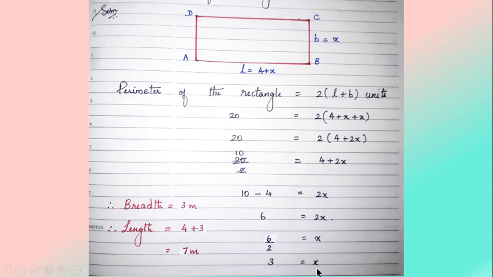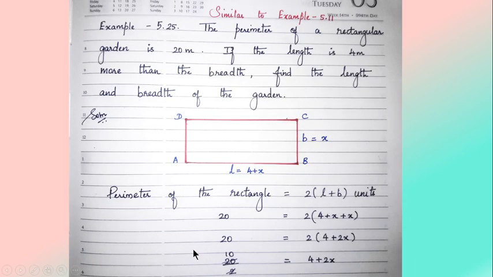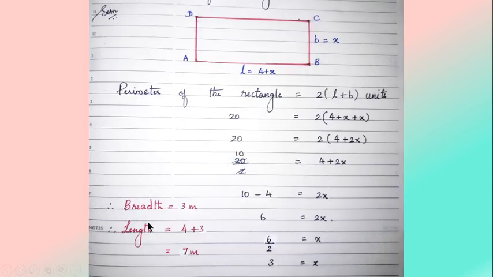And what is x? We have assigned breadth as x, isn't it? So the value of x, that is the value of the breadth, is equal to 3 meter. If breadth is equal to 3 meter, what happens to length automatically? According to the question, length is equal to 4 plus x. So 4 plus 3 is equal to 7. This is our ultimate aim, isn't it? We have to find the length and the breadth of the garden. So we found the breadth as well as the length of the rectangular garden.